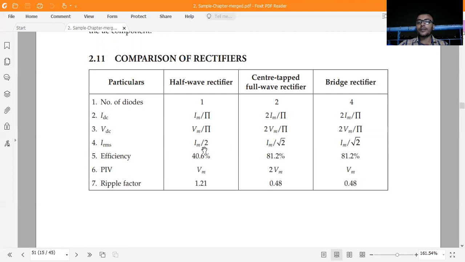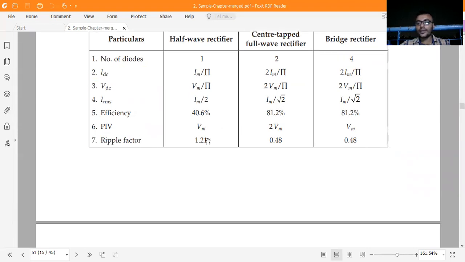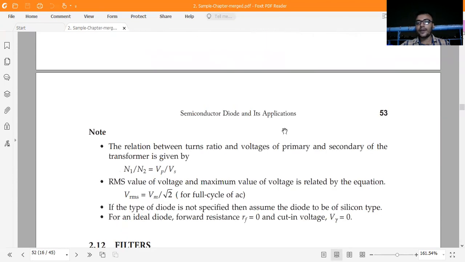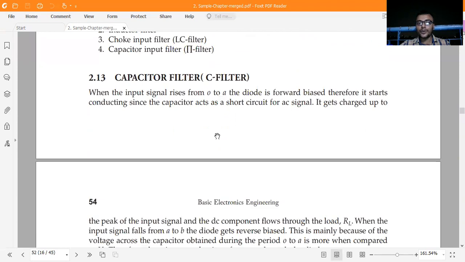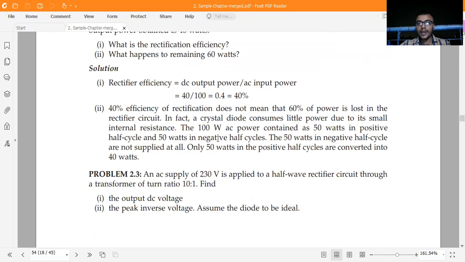RMS current in the half wave rectifier is Im by 2, but in the center tap and bridge wave rectifier, it is Im by root 2. Efficiency of the half wave rectifier is 40.6%, but in the case of center tap and bridge wave rectifiers, it is 81.2%. The peak inverse voltage is half compared to the center tap transformer. In the case of the half wave rectifier, the ripple factor is 1.21, which is higher compared to center tap and bridge wave rectifier. So it is very important. This one we have to take care of.